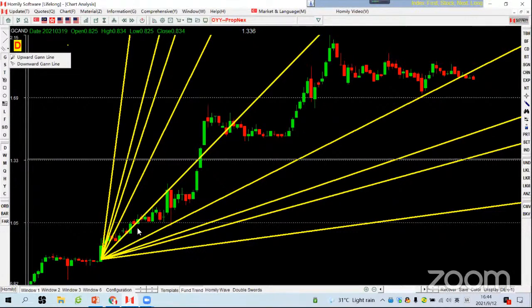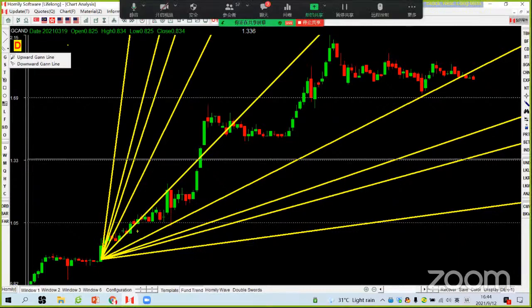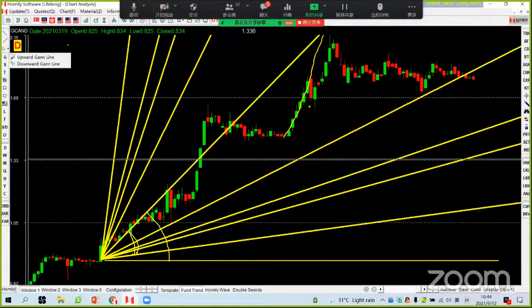Normally the share should move around 45 degrees. If the share moves too fast, like here, at almost 75 degrees, then it is abnormal. If the angle is less than 30 degrees, then it also shows that the momentum is not strong.